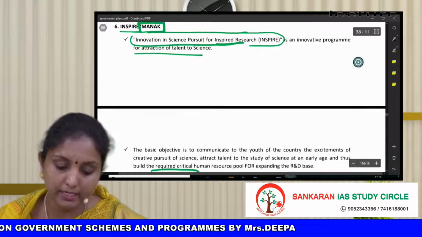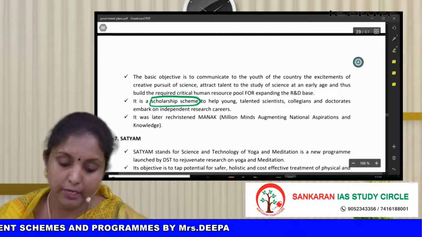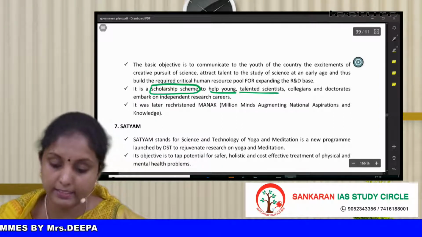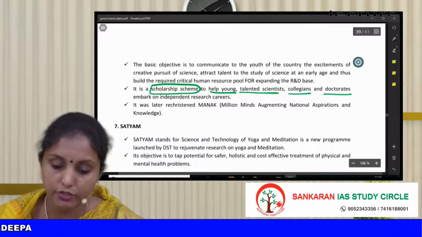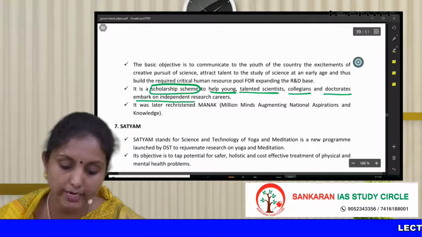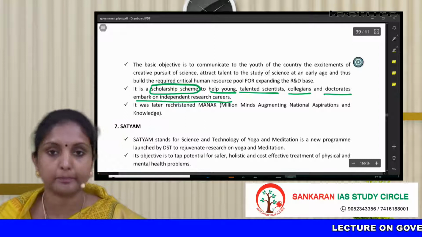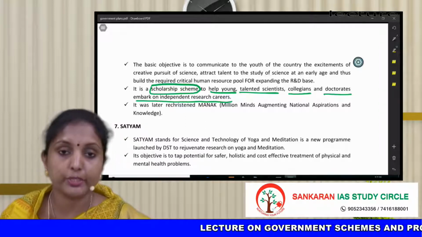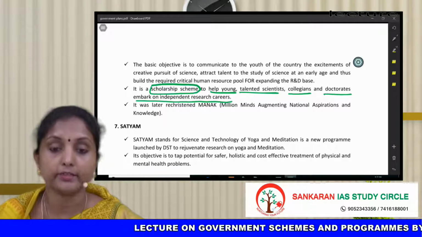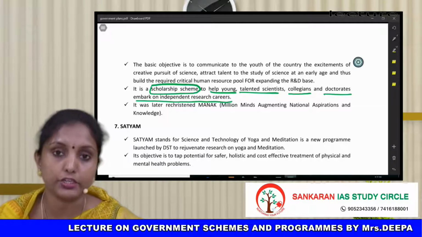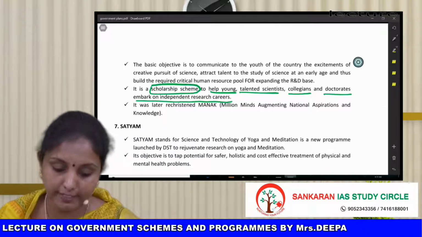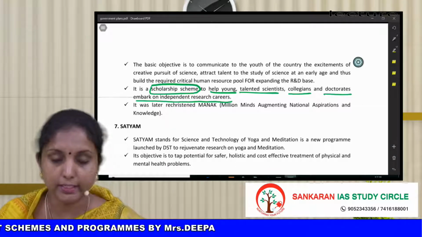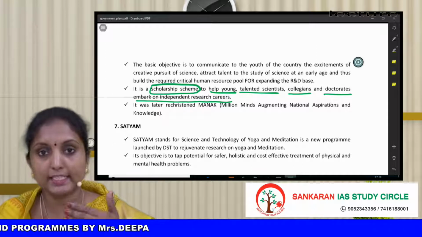See, Manak, it is a scholarship scheme which helps the young, talented scientists, collegians and doctorates embark on independent research careers. So in their careers, this scholarship provides the additional advantage to succeed in their particular field. It was later rechristened Manak. Before it was called Inspire.